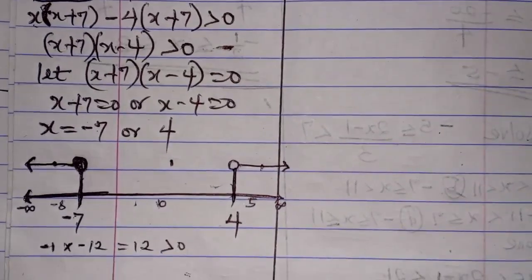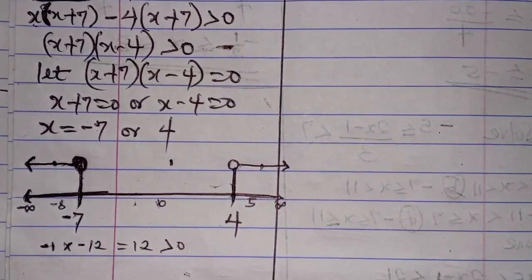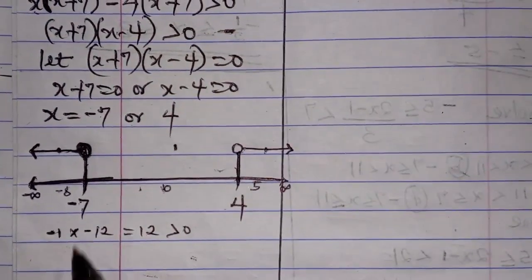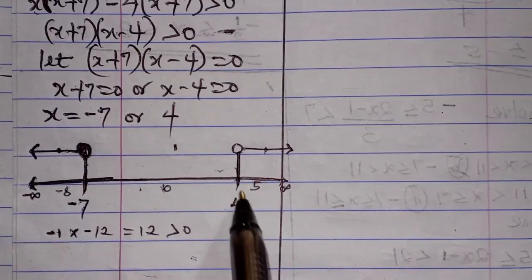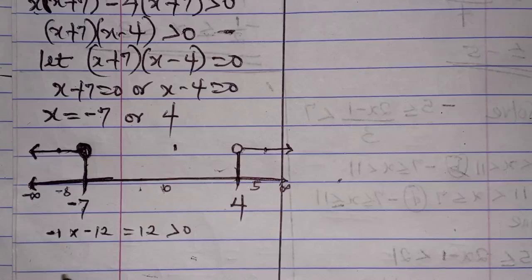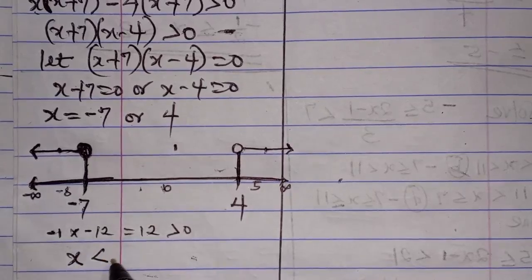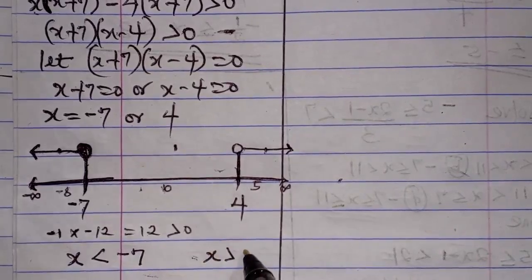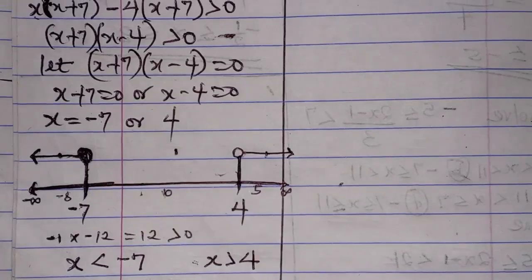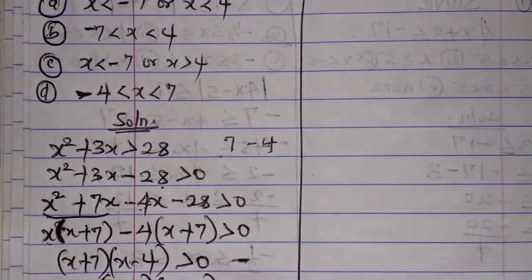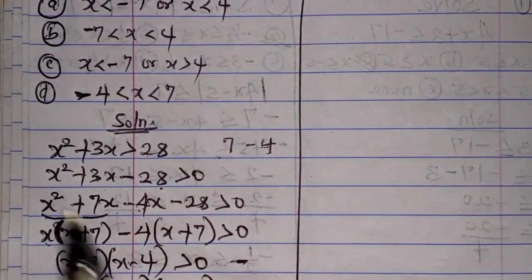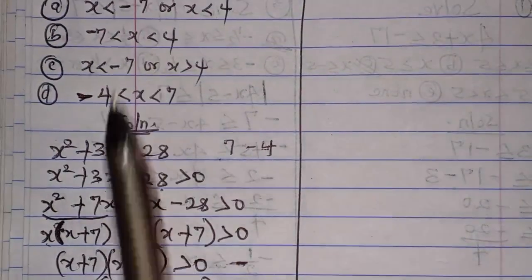So the solution set is this. All numbers less than minus 7 will satisfy the inequality. All numbers bigger than 4 will also satisfy the inequality. So we have x is less than minus 7 or x is greater than positive 4. Let's see which of these options will work for this. Option C is the correct option.